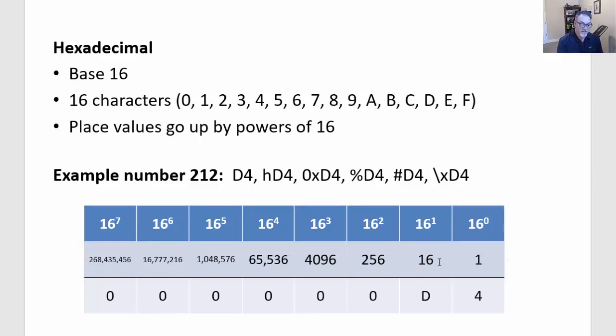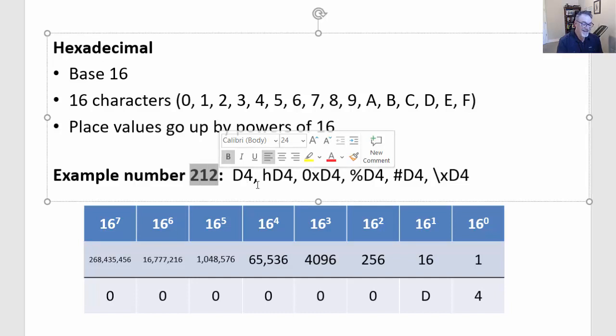Now, why is that? Because each character in hex is 4 bits. So 2 place values is 8 bits. So that's a byte right there, D4. Now, what does this mean right here, D4? Well, we're still trying to do here the number 212.